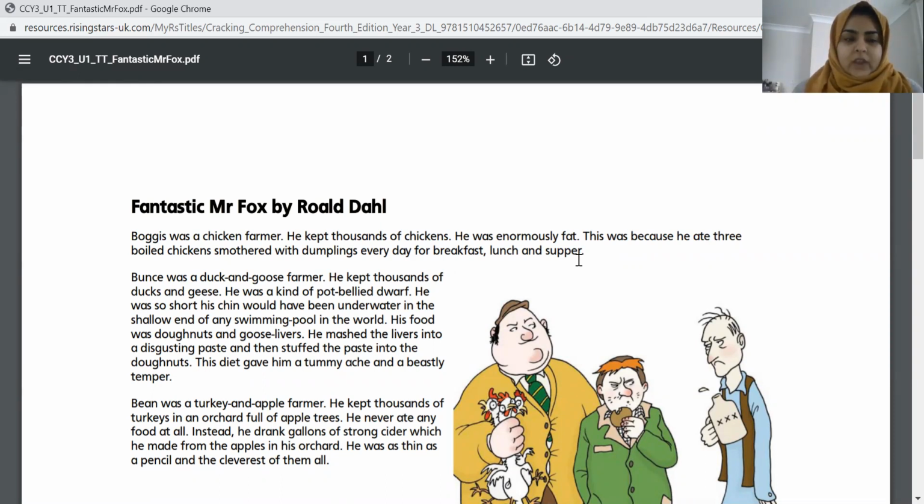Bunce was a duck and goose farmer. He kept thousands of ducks and geese. He was a kind of pot-bellied dwarf. He was so short his chin would have been underwater in the shallow end of any swimming pool in the world. His food was donuts and goose livers. He mashed the livers into a disgusting paste and then stuffed the paste into the donuts. This gave him a tummy ache and a beastly temper.